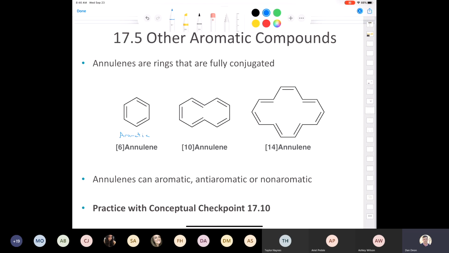But 10-annulene, okay, if you look at the number of pairs, we have 1, 2, 3, 4, 5. Hey, that's an odd number of electron pairs. It's got 10 pi electrons. Is that a Huckel number? Well, yeah. If we have 4n plus 2 and n is equal to 2, then we have 2 times 4, which is 8, plus 2. So we'd have 10 pi electrons.